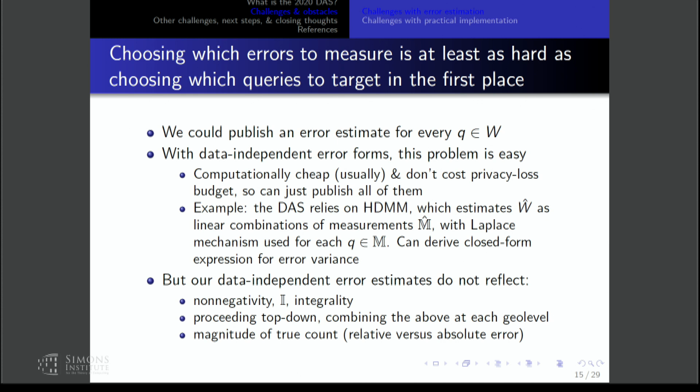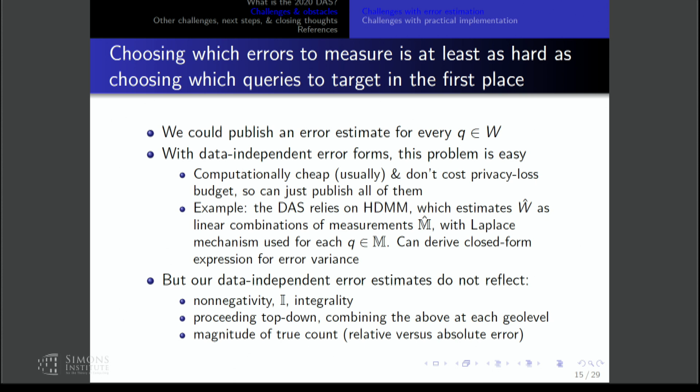A good example of this is the DAS's reliance on HDMM. At the core of it, HDMM is, again, a refinement of the matrix mechanism. And in the last step, what you're doing is just taking linear combinations of noisy measurements that pop out of the Laplace mechanism or the geometric mechanism, or whatever other primitive mechanism you want to insert at that final step. So if that were all we were doing, we would be in a pretty good place as far as generating the sets of error estimates that we're interested in.